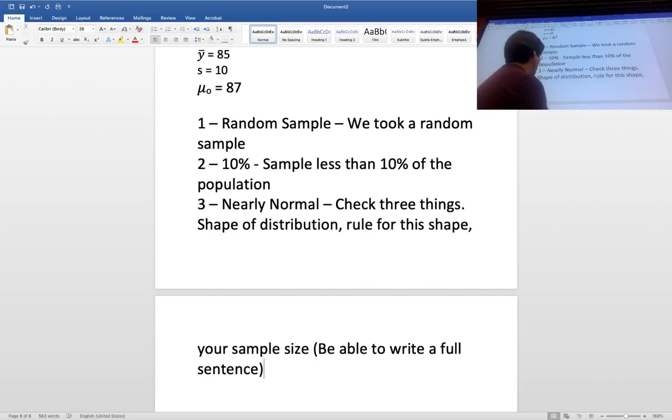It's very hard to write this one out, and very hard to practice. As you notice, this is the condition where a lot of people trip up. But be able to write this out and practice it. Look over the practice test and how they word it, and how I just worded it. If someone wrote on the test, check 3 things: shape of distribution, rule for this shape, your sample size.